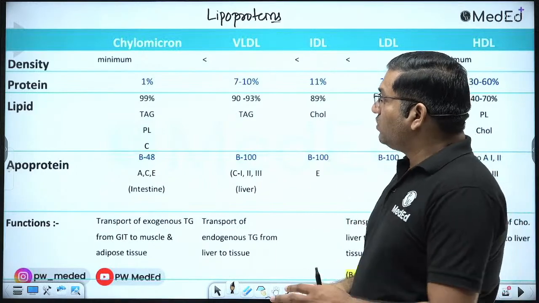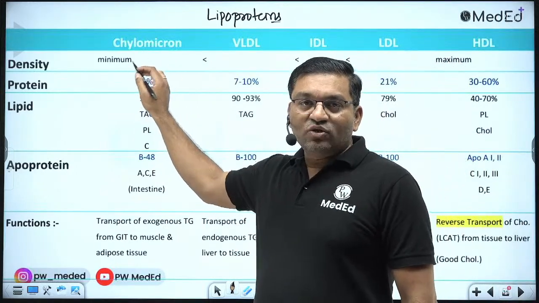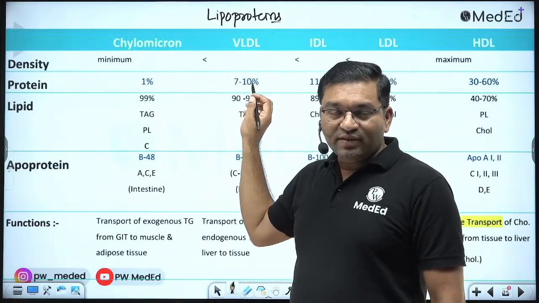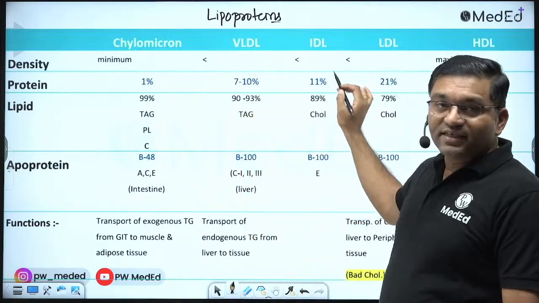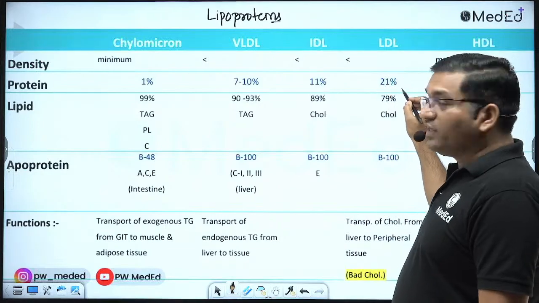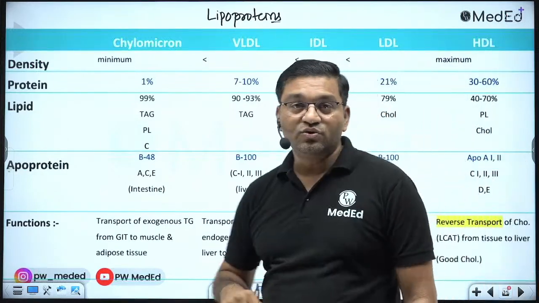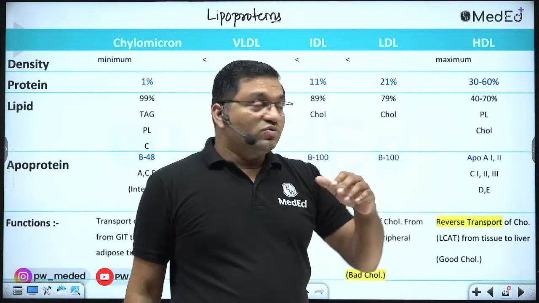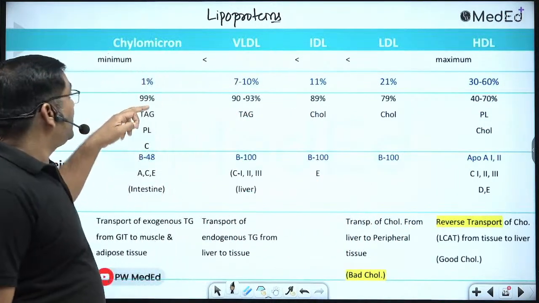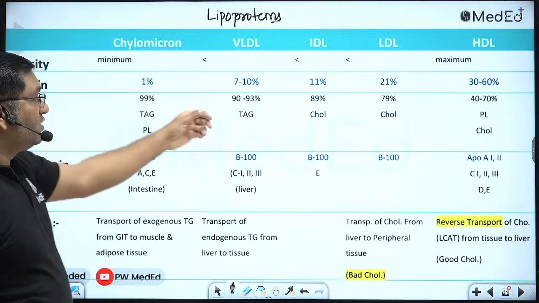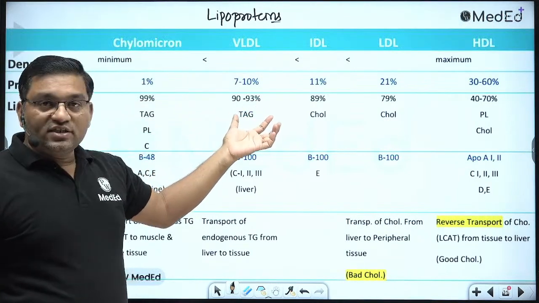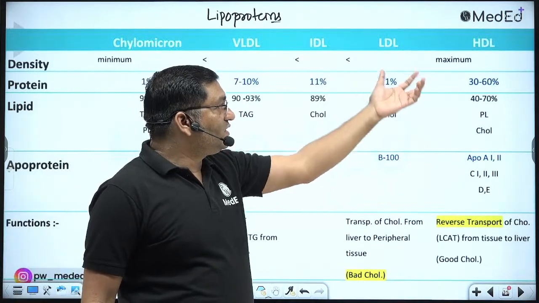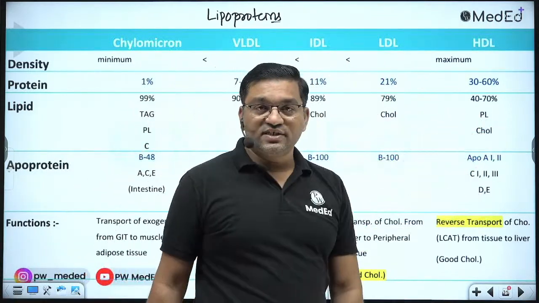Okay. Now see, protein content in chylomicron is 1%. In VLDL it is 7 to 10%. Then in IDL it is 11%. In LDL it is 21%, and in HDL it is 30 to 60%. Now the lipid content: it is 99% lipid in the chylomicron, 90 to 93% in the VLDL, 89% in the IDL, 79% in LDL, and 40 to 70% in HDL.